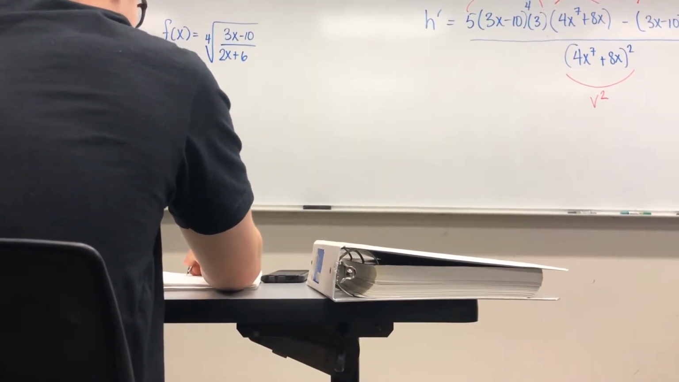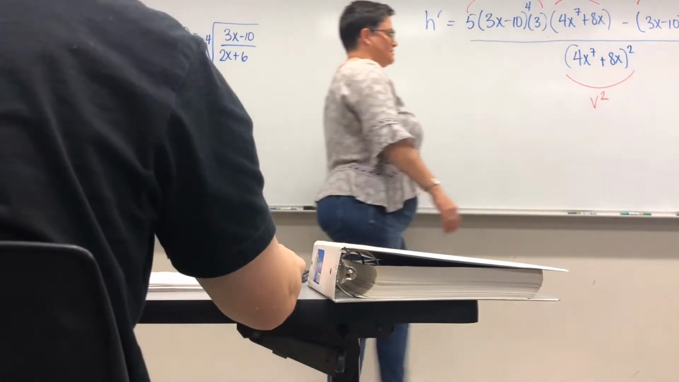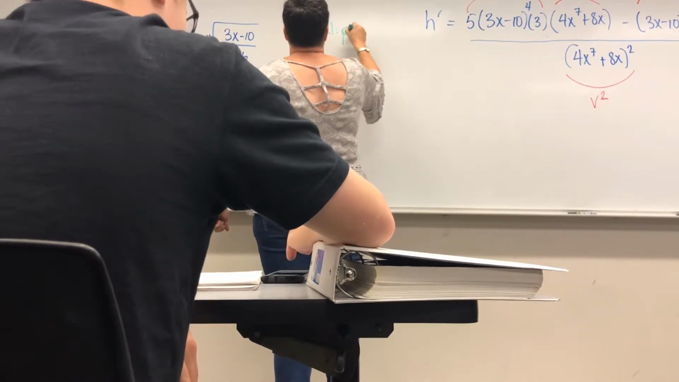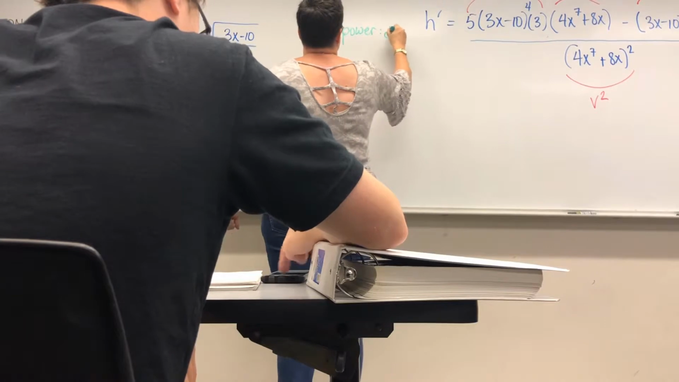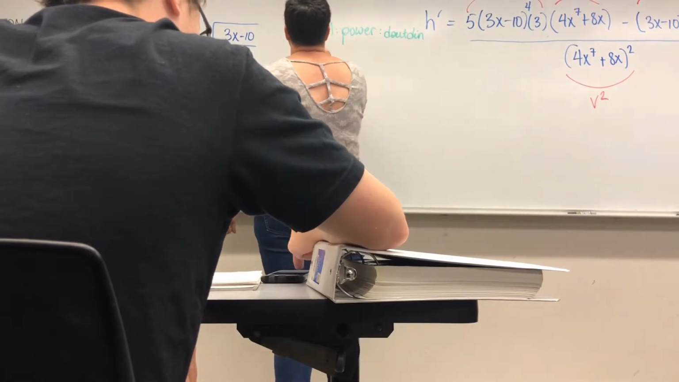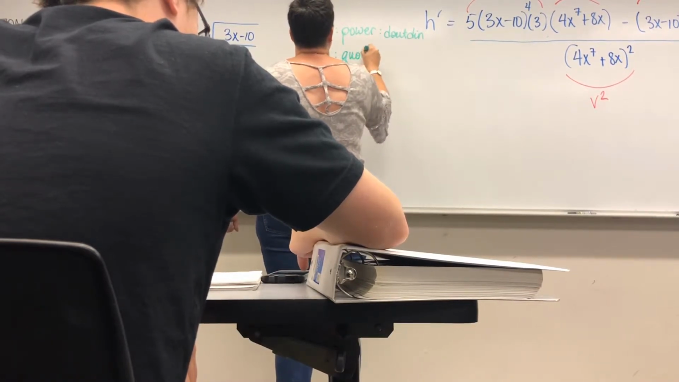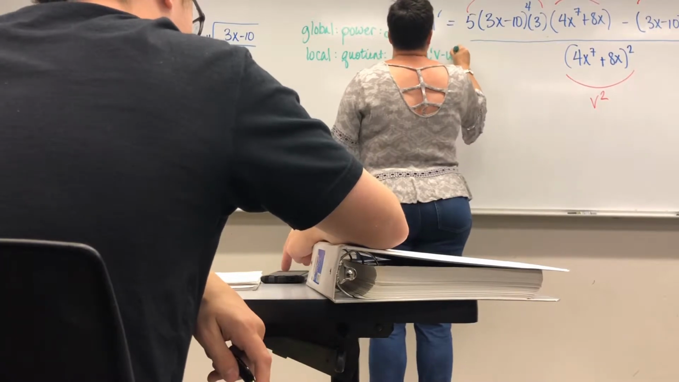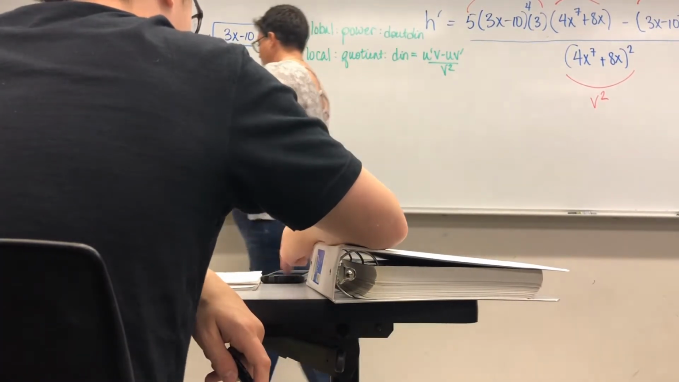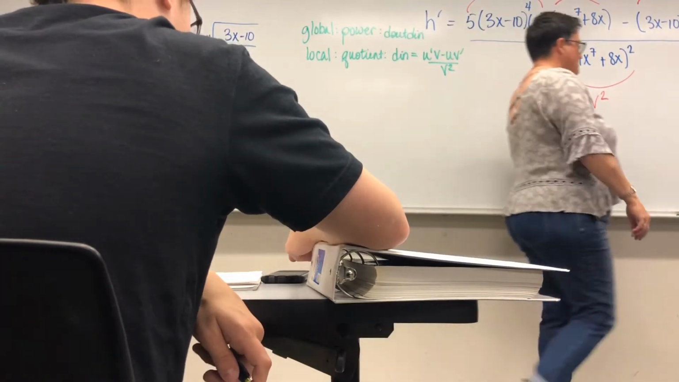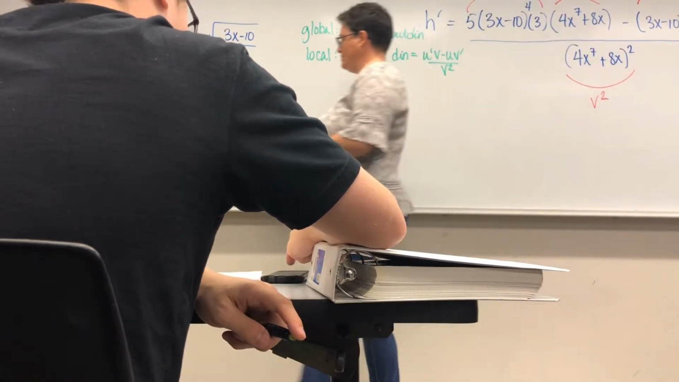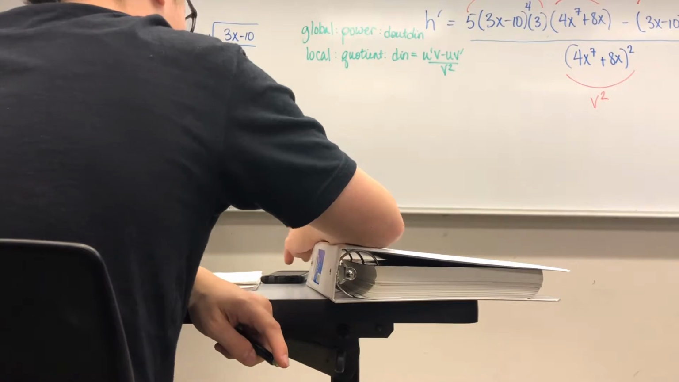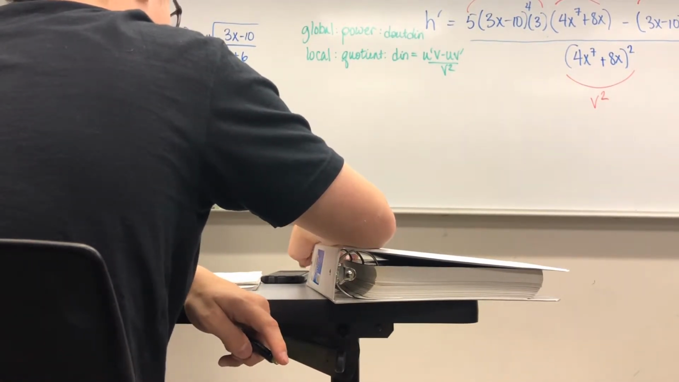Outside it's a power. Inside it's a quotient. Awesome. So because globally it's a power, our global behavior is going to be d out to it. And then locally, it's a quotient. So d in will be u prime v minus u v prime over v squared. Is it pretty? Can we make it pretty? Okay. How do we make it pretty? All that. Yeah. Good. 3x minus 10 over 2x plus 6 to the 1/4.